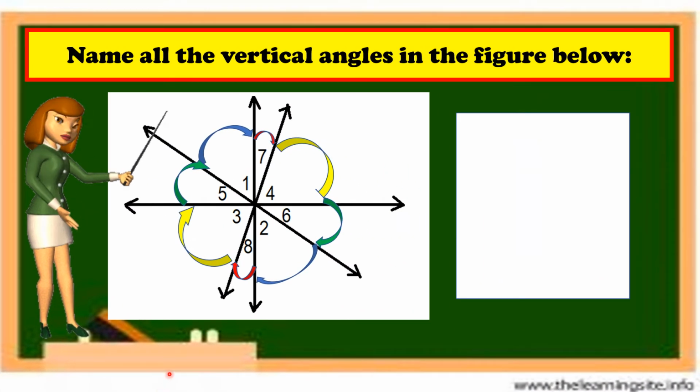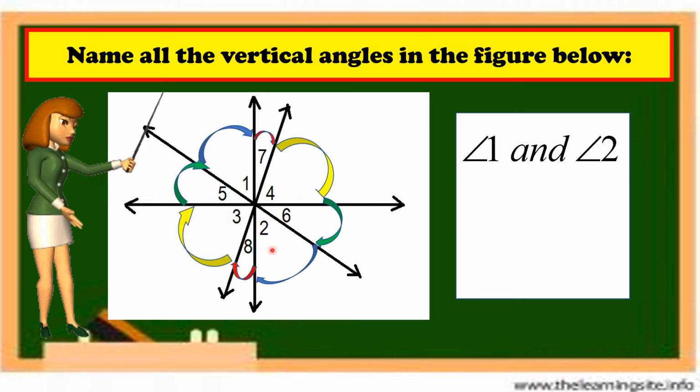We need to name all the vertical angles in the figure below. So look at our figure. We need to look at vertical angles. We have angle 1 and angle 2. Angle 1 and angle 2 are vertical angles. Next, we have another one. We have angle 3 and angle 4. Angle 3 and angle 4 are vertical angles.